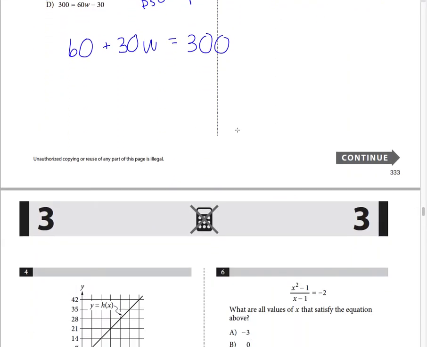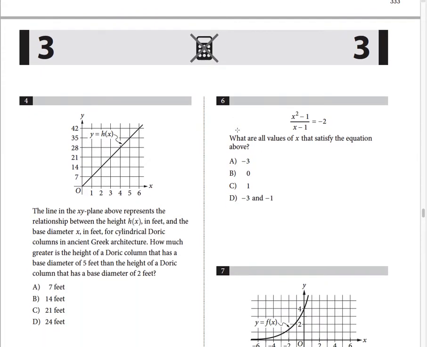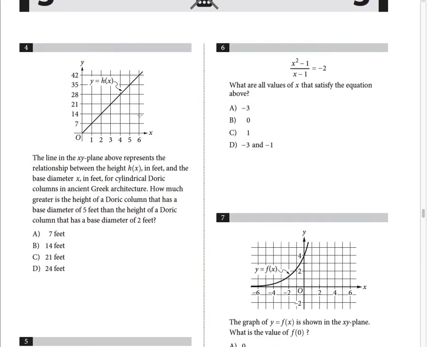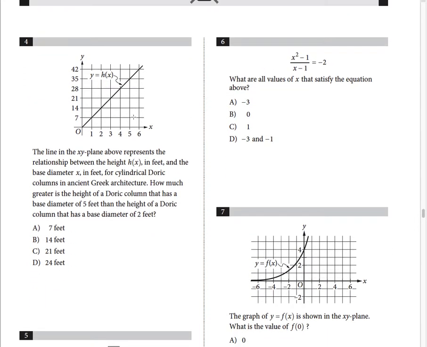Let's do a couple more in this video. Oh, lots of linear stuff here. Okay, so number 4 looks like another something about a line. The line in the plane represents the relationship between height in feet and the diameter for a cylindrical column. How much larger is the height that has a diameter of 5 feet than the height that has a diameter of 2 feet?